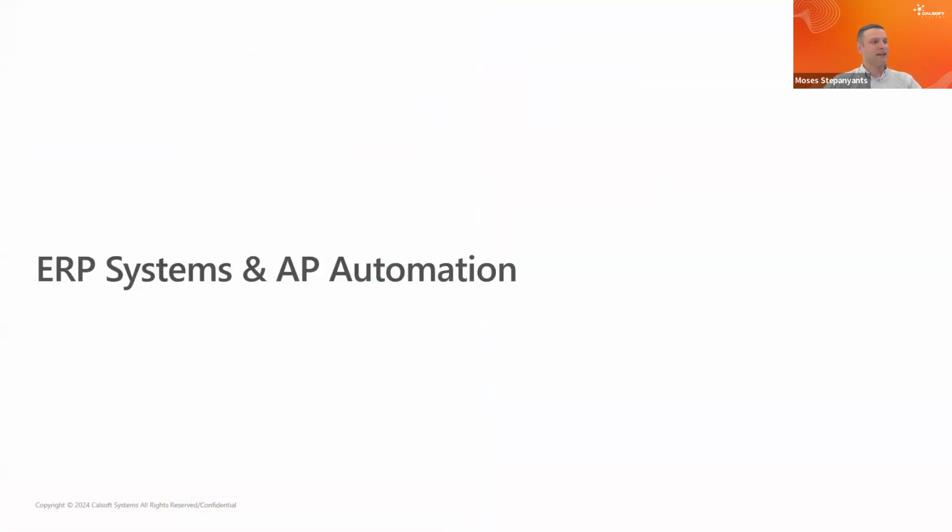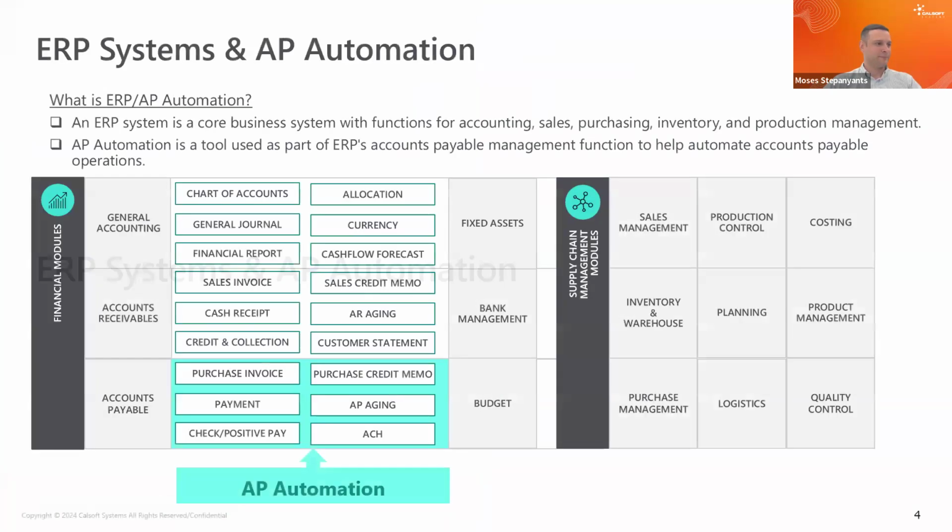Okay, so ERP systems and AP automation. For those of you who don't know what ERP stands for, it stands for Enterprise Resource Planning. An ERP system is essentially the core business system that has accounting functions for sales, purchasing, inventory handling, and production management. AP automation is a tool used as part of ERP's accounts payable management function to help automate accounts payable operations, which is something we'll be seeing in today's demonstration.